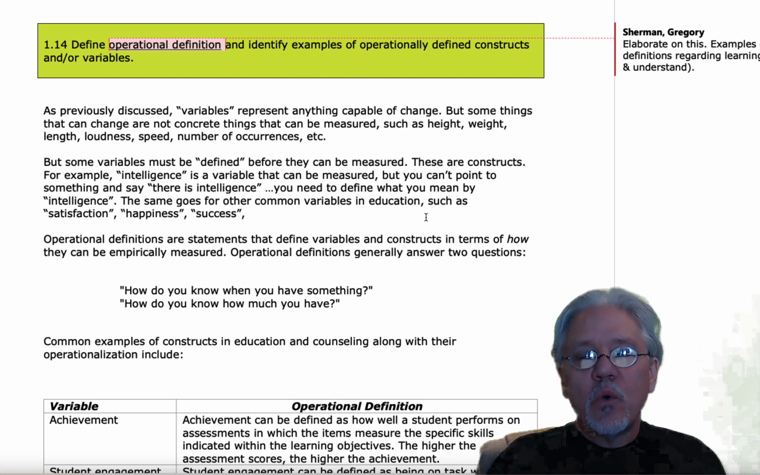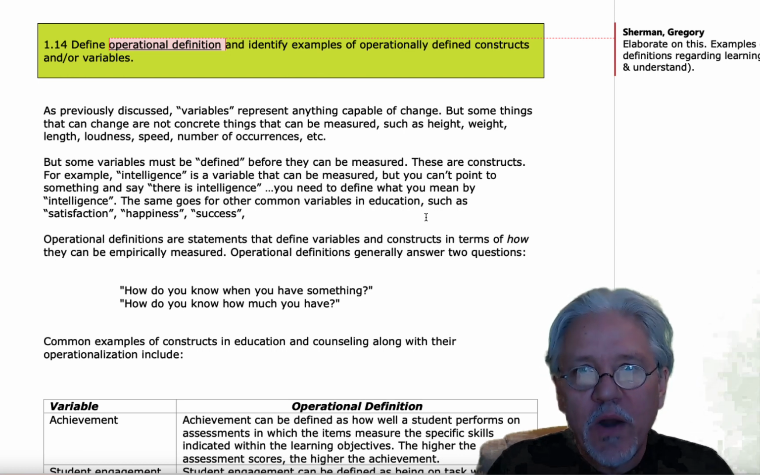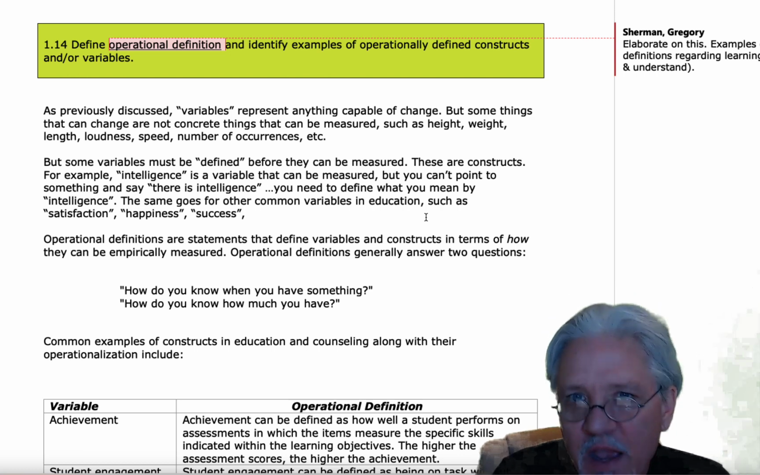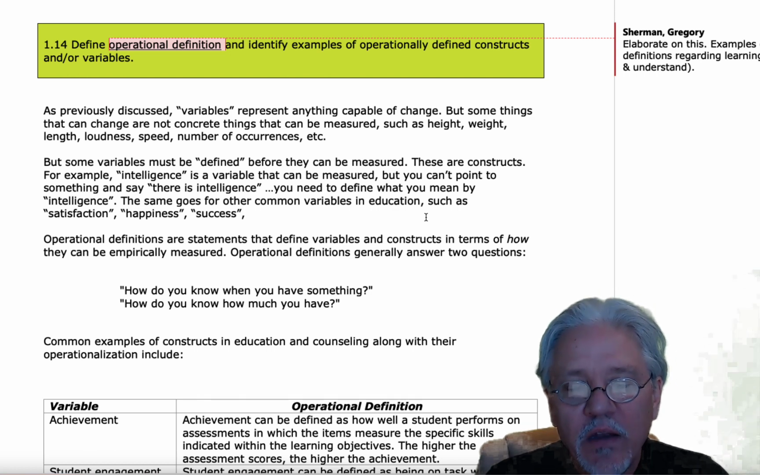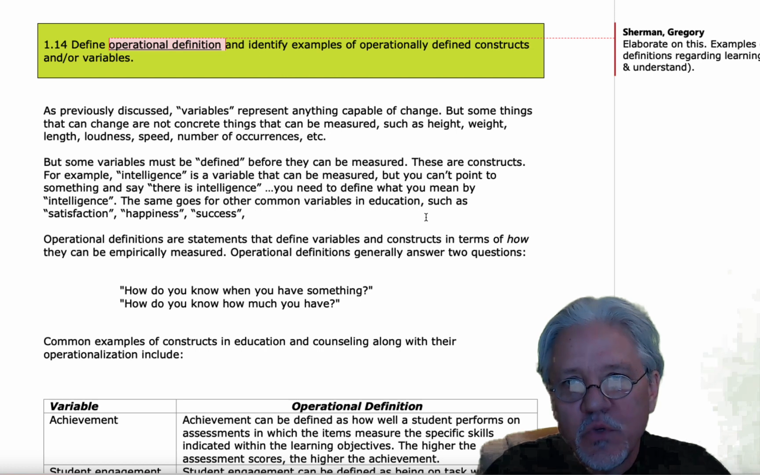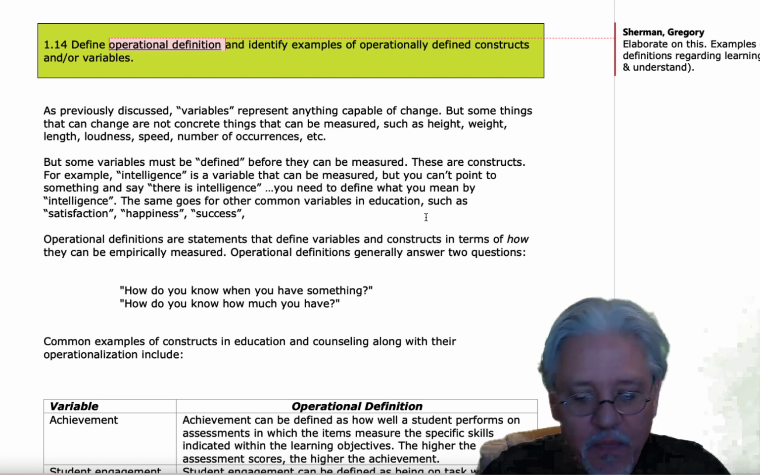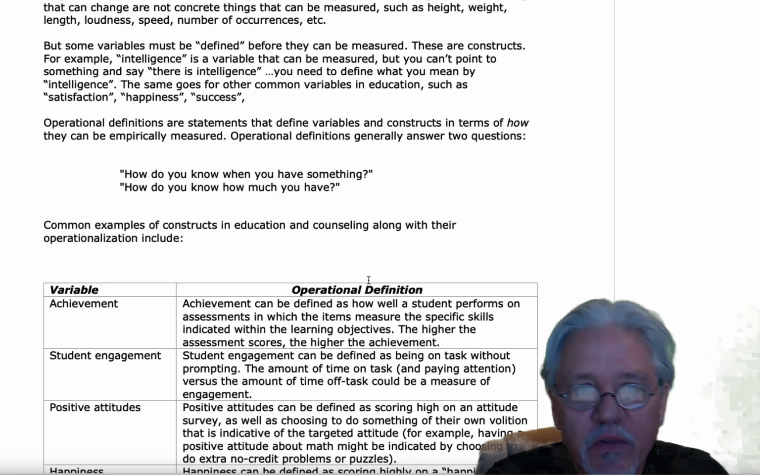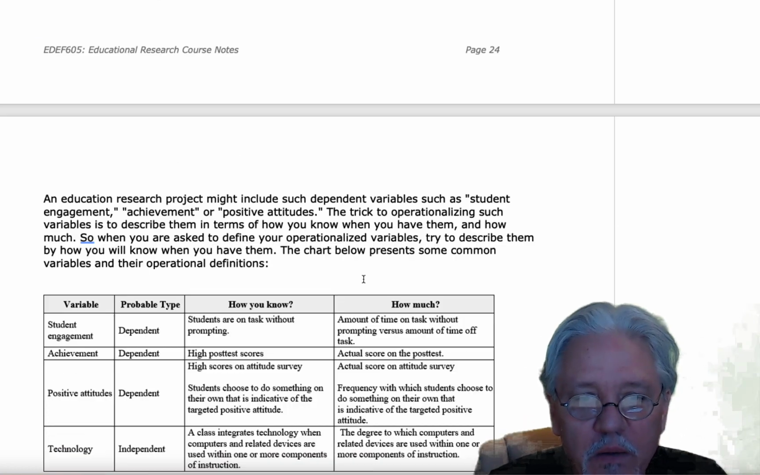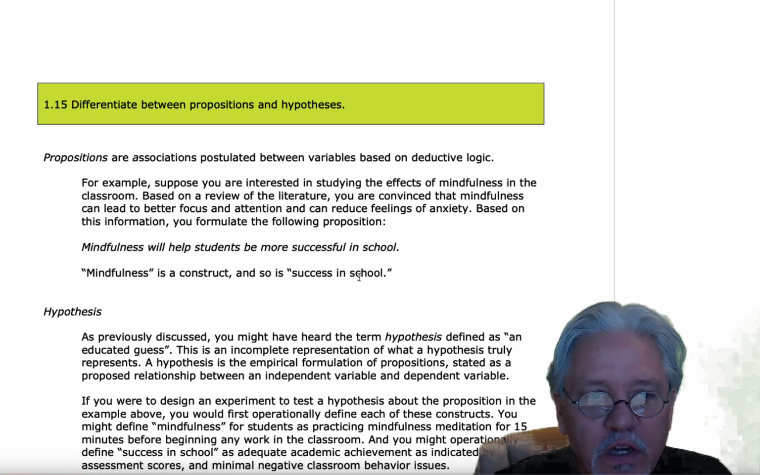So those are the two questions that you ask yourself to operationalize something. How do you know you have understanding, and how much understanding do you have? And if you can find a way to word an objective so that you can answer those two questions with the statement, then you've operationalized it. I gave you some examples in the notes, but that's really an important thing for teachers.